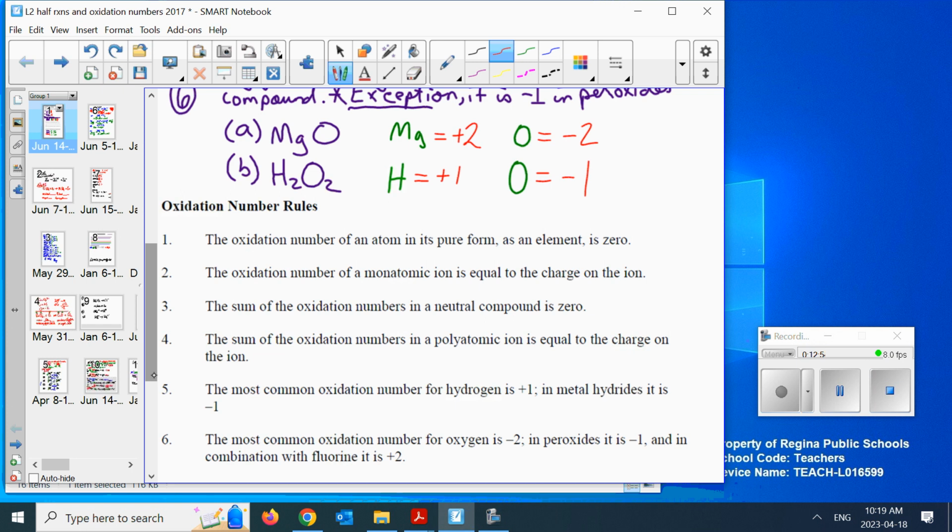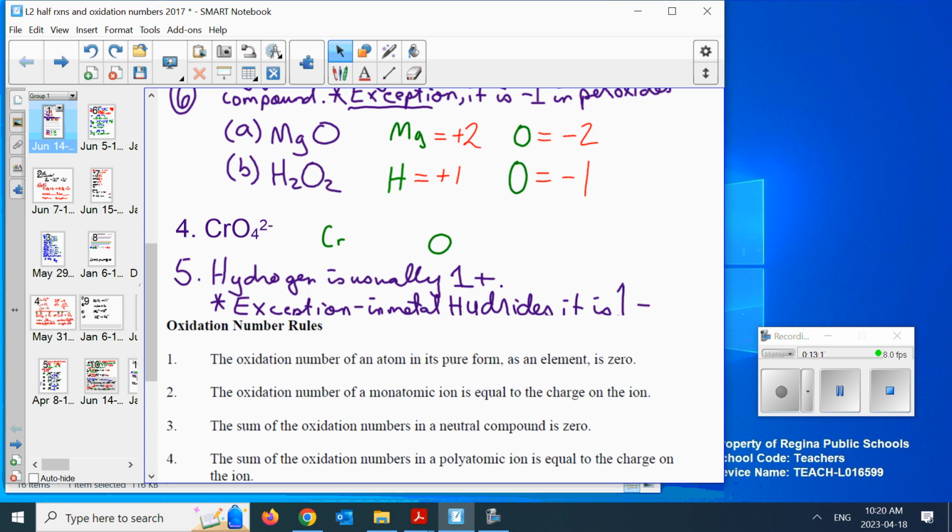Rule 5. You can see there, rule 5. Most common number for oxygen or hydrogen is +1. But sometimes with metals, it's negative. I will zip through here. So basically, compounds, if there's no charge written up at the top, it's 0. So you make sure that everything adds to 0.